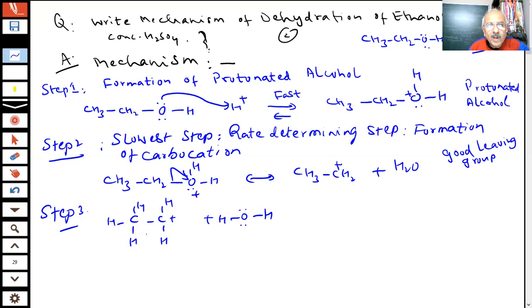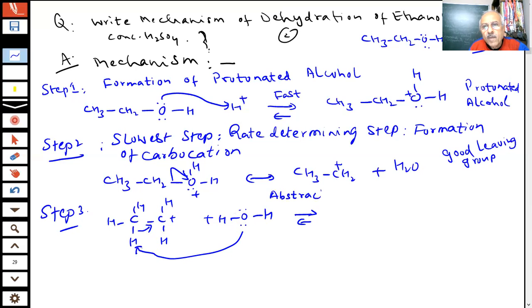So what will happen then? This water will abstract this proton, students, and this will go here. This bond is shifting here, and water takes this H plus. What will be the result of that? If water takes this proton, this step 3 involves the abstraction of the proton.